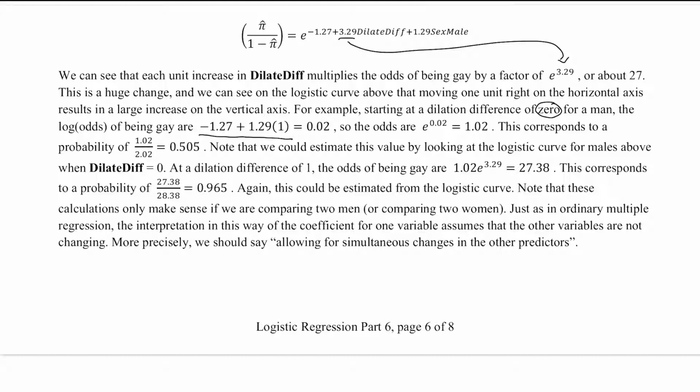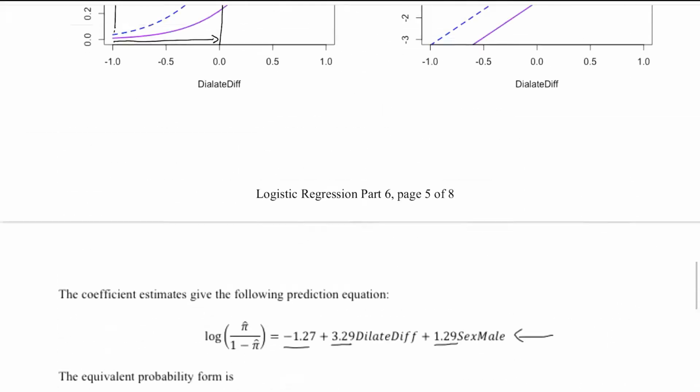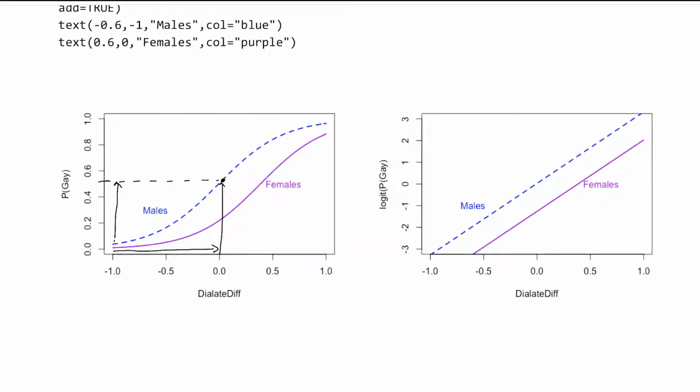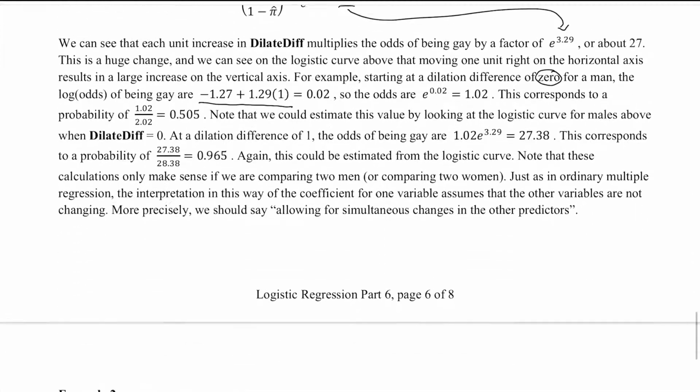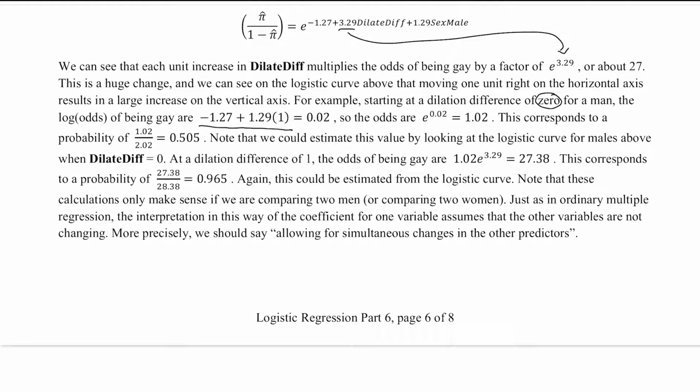And then if we look at a dilate difference of 1, now we have e to the negative 1.27 plus 3.29 plus 1.29. We're talking about a male. And that gets us an odds value of 27-ish, which is a probability of almost 1. It's a very high probability, and again, we could estimate that here. If our dilate difference value was 1, then our probability of being gay is practically 1 based on the logistic curve, and again, that's for a male.